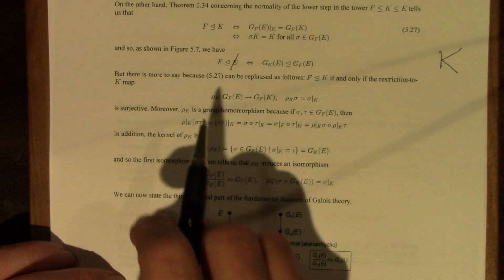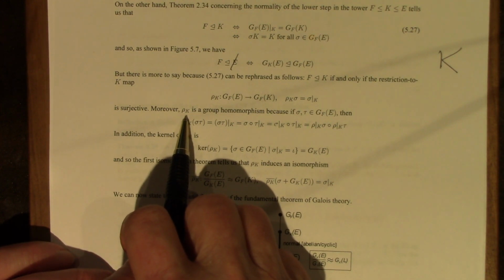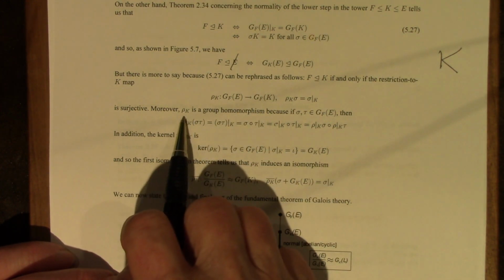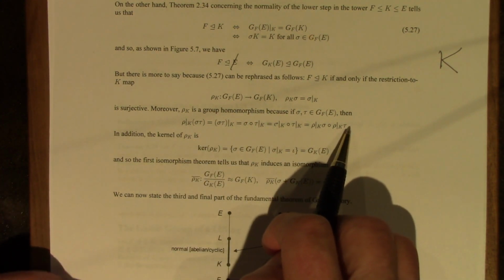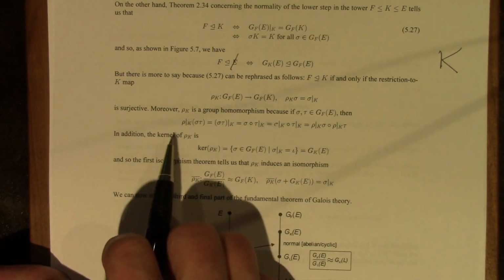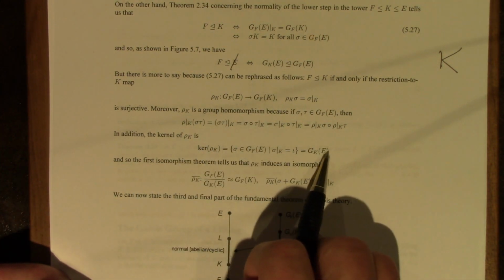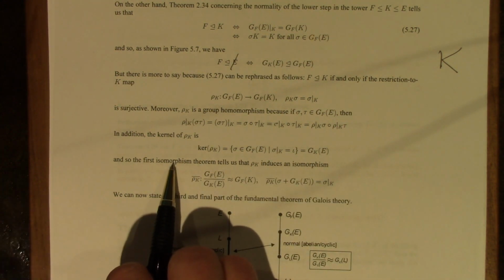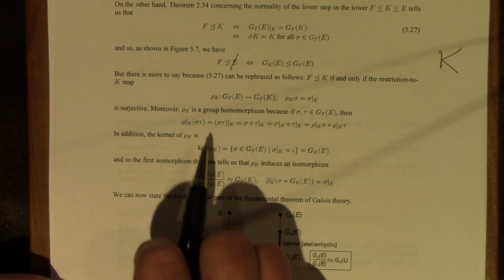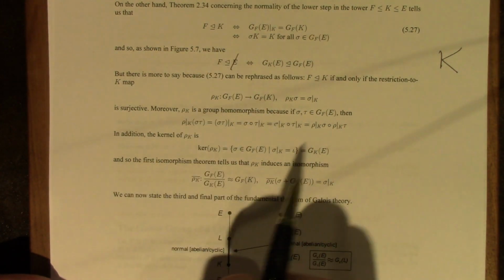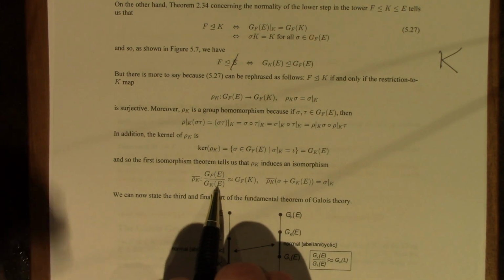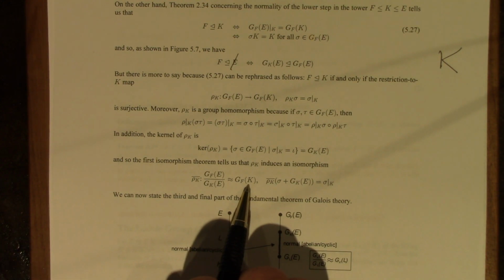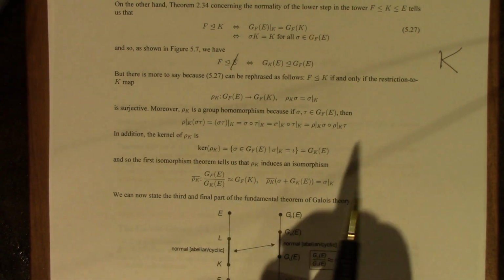Moreover, the restriction map, for restriction to K, is a group homomorphism, and that's here. This is something you should do yourself. And here is the kernel, which it happens to be G(K/E). So the first isomorphism theorem of group theory tells us that this restriction map induces an isomorphism from this quotient to this Galois group. So let's go back to the picture.